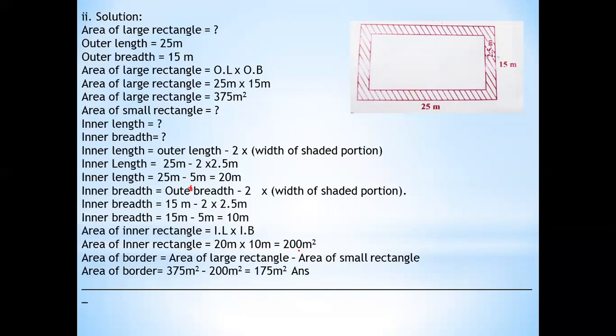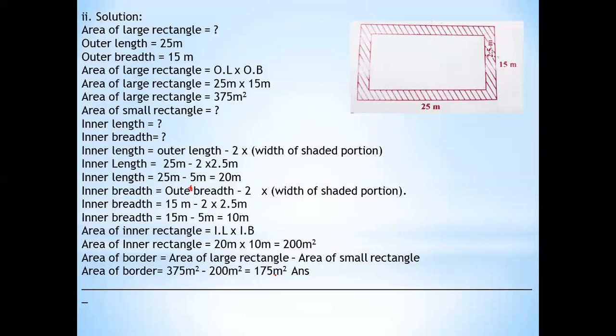Now, area of the border. Area of the border is equal to, by the same pattern that we did in part number 1, area of the large rectangle minus area of the small rectangle. We place the area of the large rectangle that we found at the very start, 375 square meter, minus the area of the small rectangle, 200. After the subtraction of 200 from 375 square meter, we got 175 square meter.